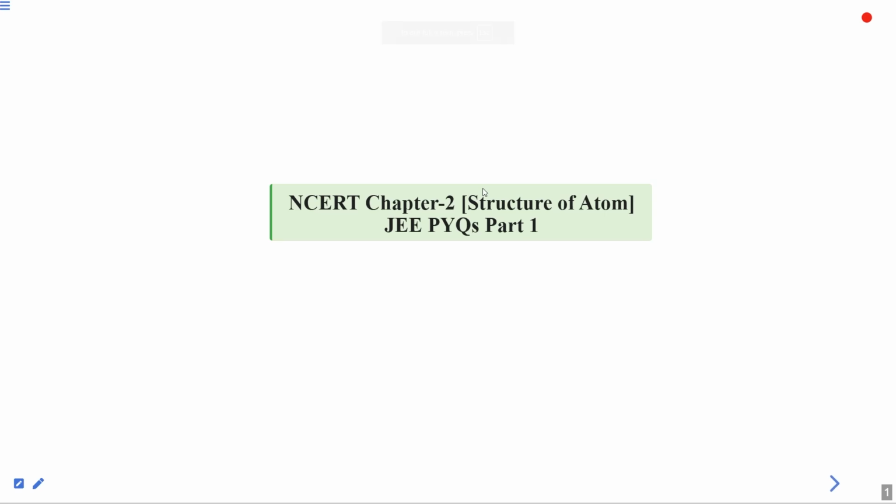Today we will see the JEE PYQs of NCERT Chapter 2, Structure of Atom.